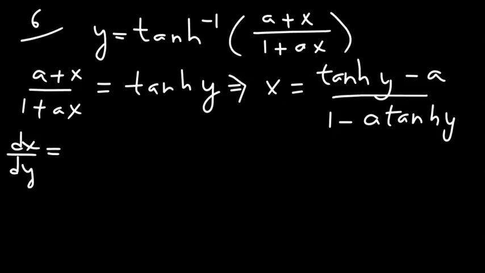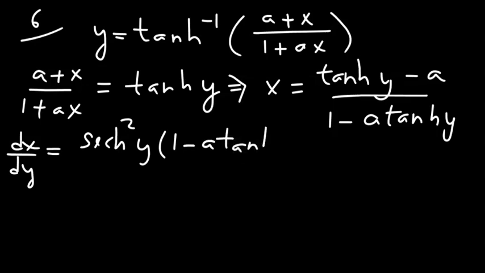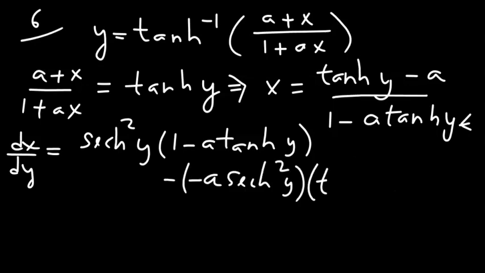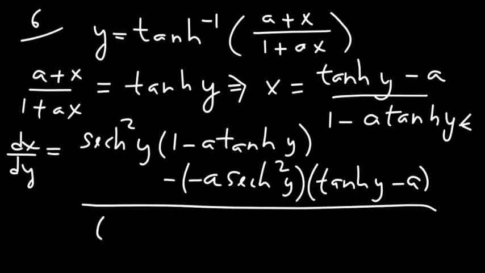using the quotient rule. So differentiate the top, you get the square of hyperbolic secant of y, multiply with the denominator, which is 1 minus a hyperbolic tangent of y, minus, now you differentiate the denominator, and that's going to give you minus a hyperbolic secant squared of y times the numerator, which is hyperbolic tangent of y minus a, and divide this entire thing by the square of the denominator.